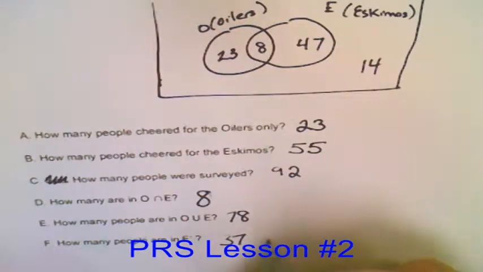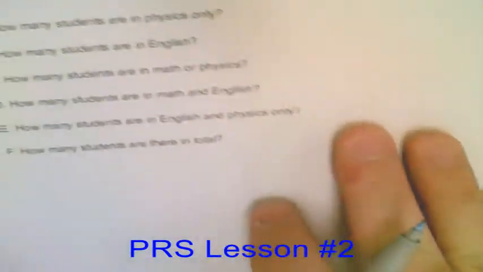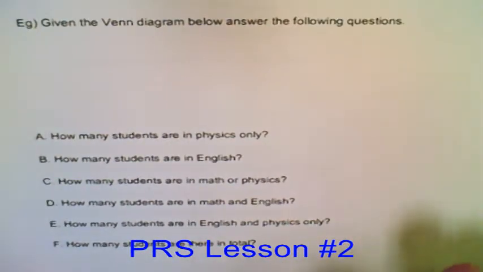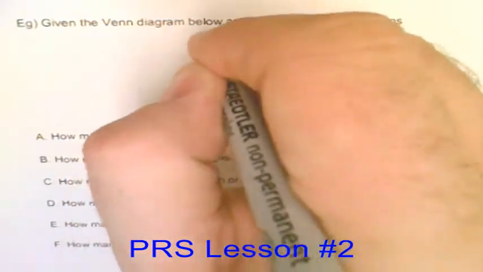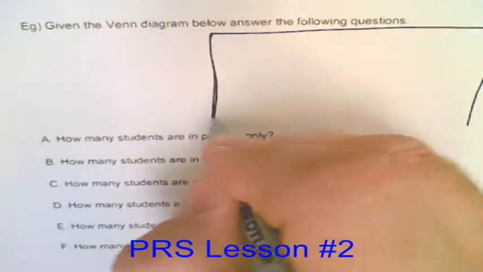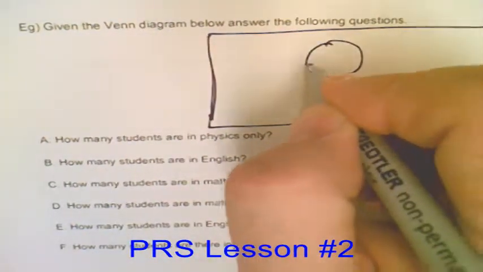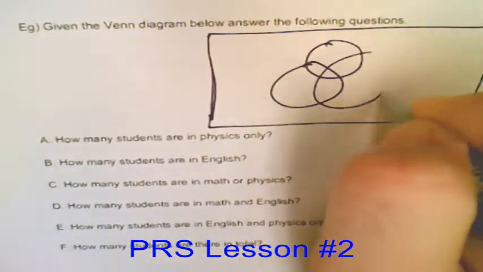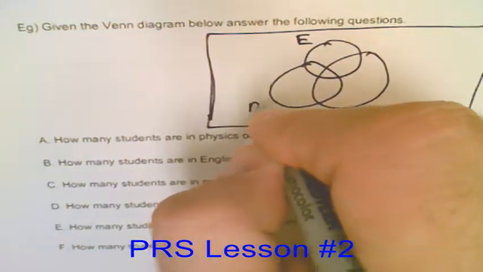How many people are in E prime? Or the complement of E. Or, said another way, how many people are not in E? Well, there are 14 that are just outside that I haven't looked at really much. Plus these 23 that aren't Eskimo fans, they're Oiler fans. So I add them together, and 23 plus 14 is 37. So there are 37 in E prime. Okay? And so you've got that sort of idea. So using the Venn diagram, keeping in mind the symbols, keeping in mind the language, you can just make that work. Okay? And we can do a whole variety of different things.